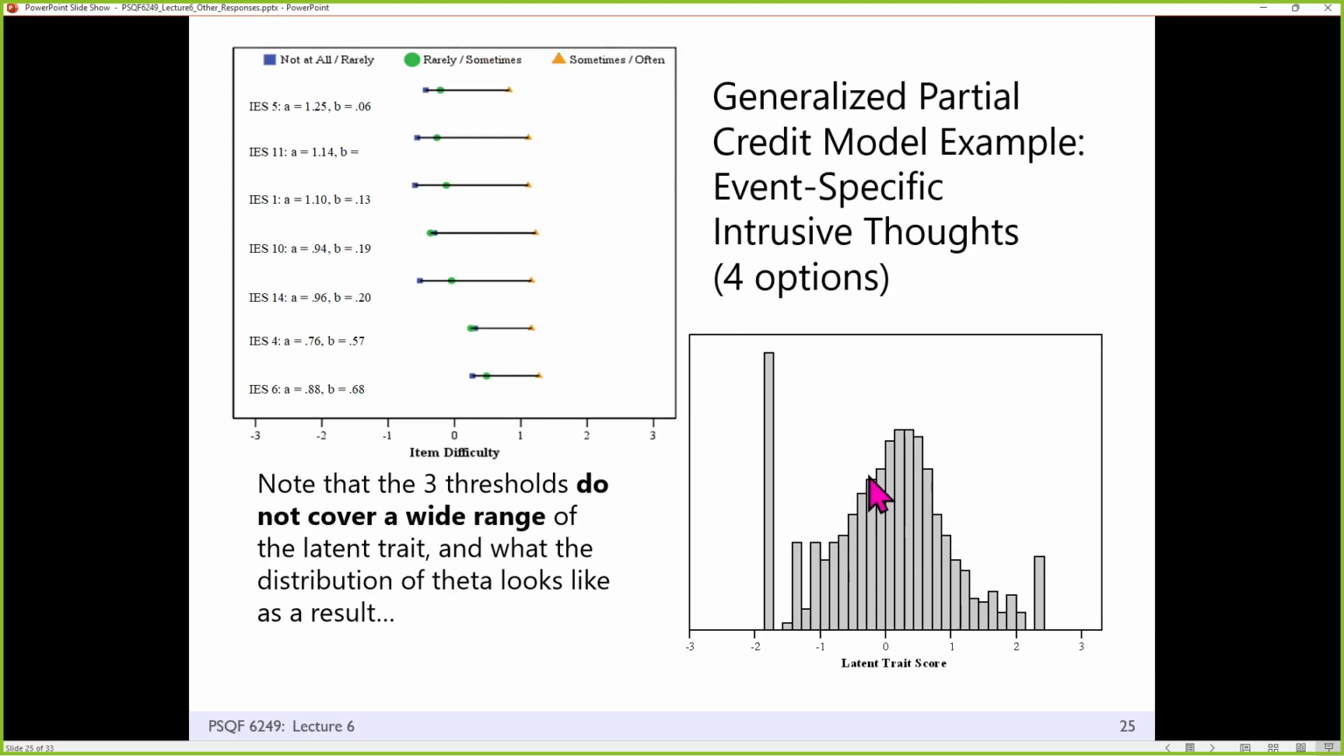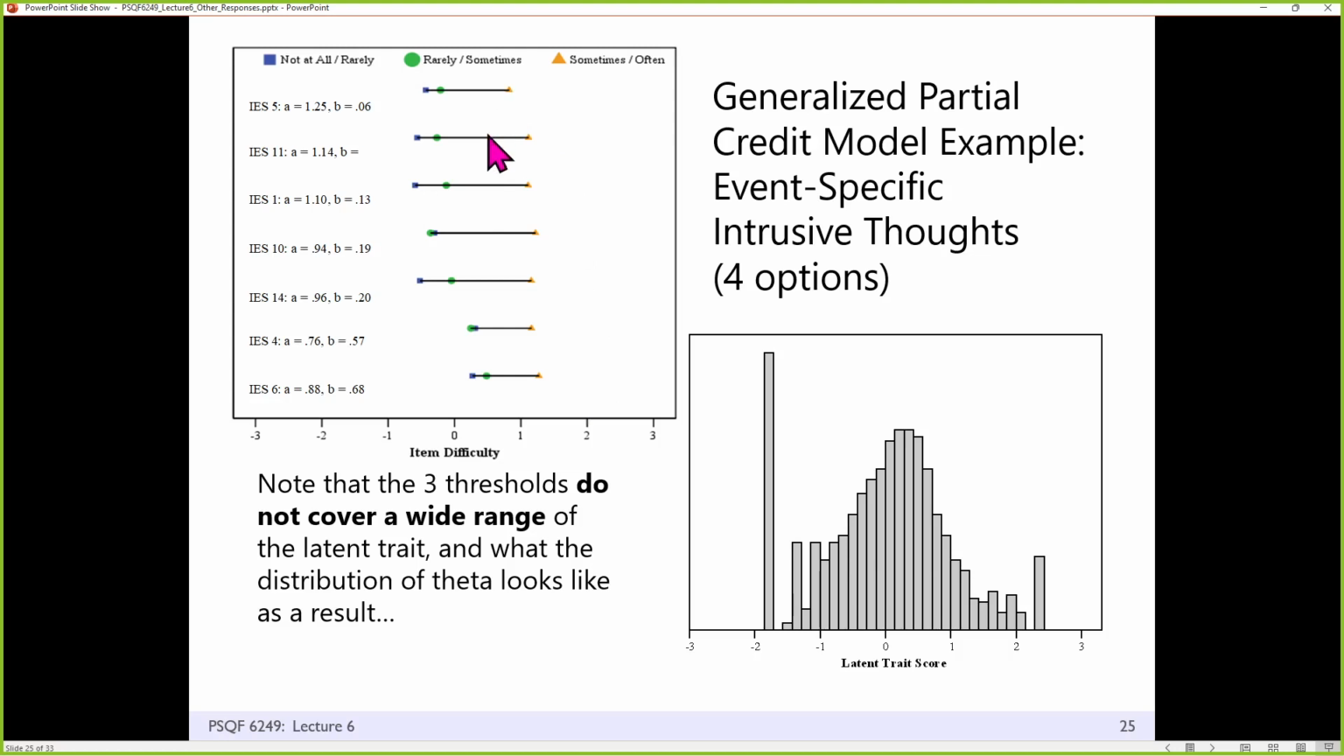Here's another one. This is a similar instrument, but it has a different response format. We have choices of not at all and rarely, and blue shows the amount of the trait where rarely becomes more likely than not at all. Green shows where sometimes becomes more likely than rarely, and then orange shows where often becomes more likely than sometimes. These items don't cover very much of the trait. They only cover from about maybe -1 just past 1.